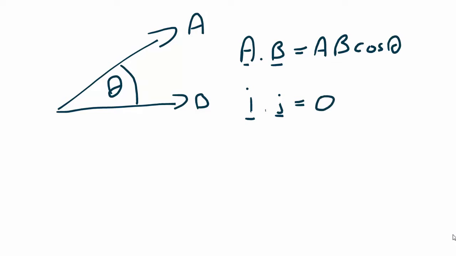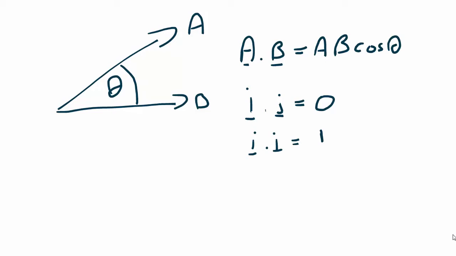We already know some simple definitions that you'll find in lecture 2. I dot J equals 0, and you know that because of cos theta: they're at 90 degrees to each other, and cos 90 is 0. Similarly, you know that I dot I will be 1, because the magnitude of a unit vector is 1.